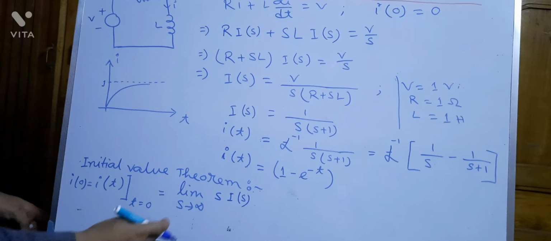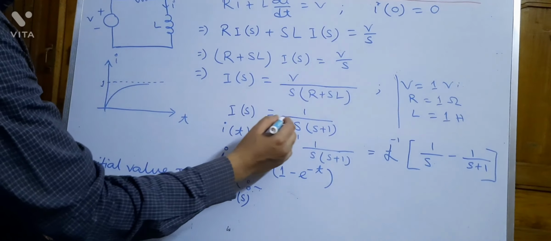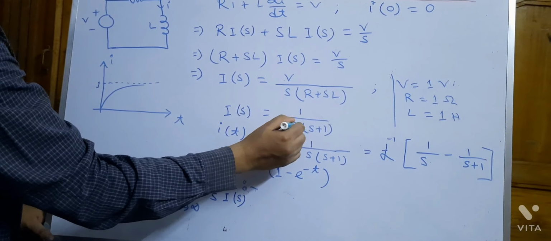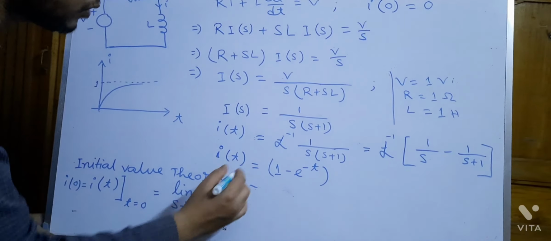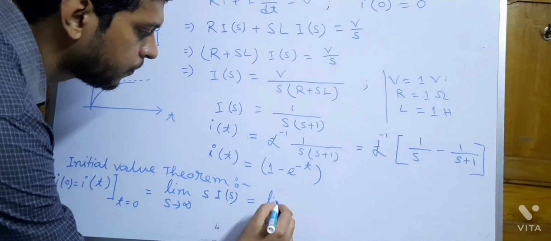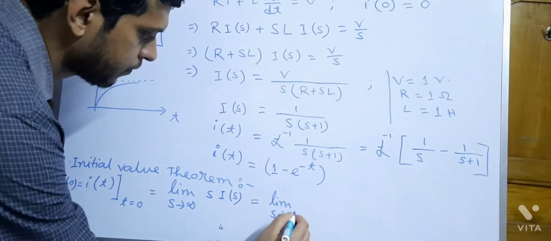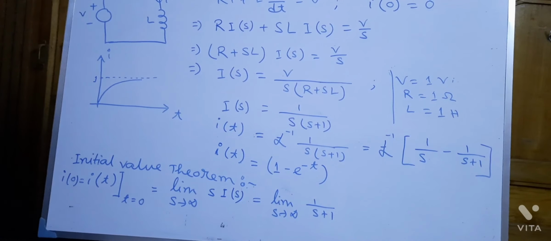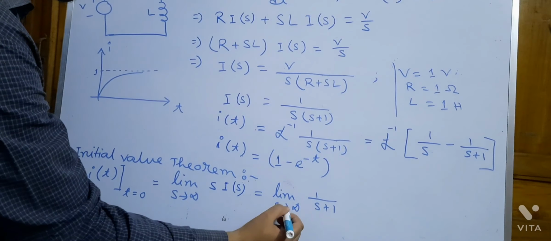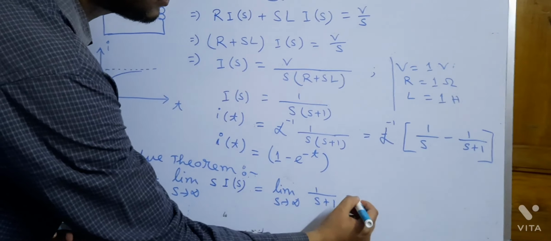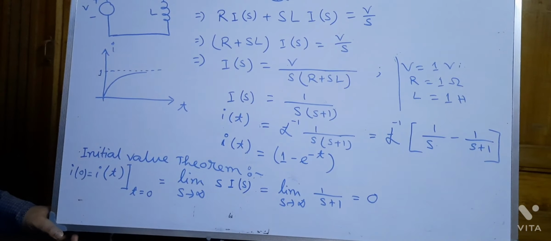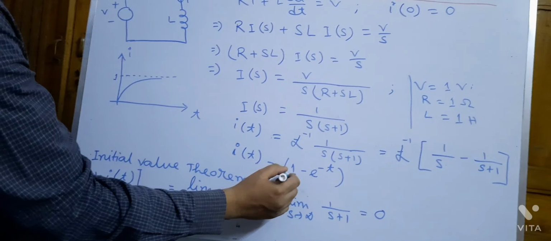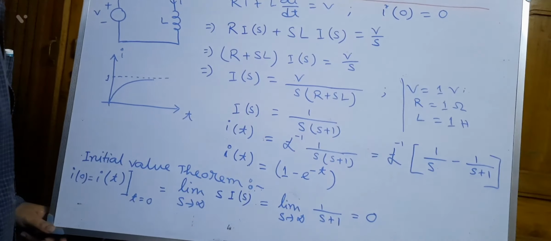Let us check this one. I(s) is equal to 1 by S into S plus 1. So S into I(s) equal to what? 1 by S plus 1. Now if we put S equal to infinity here, we will get 0. Now this is proof that the initial value of I(t) equal to 0.